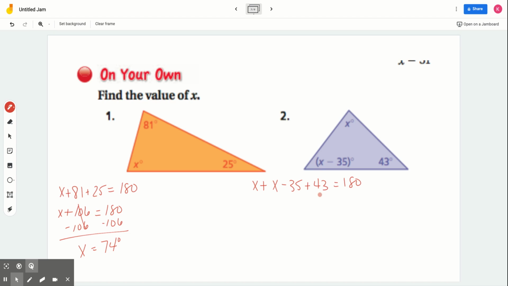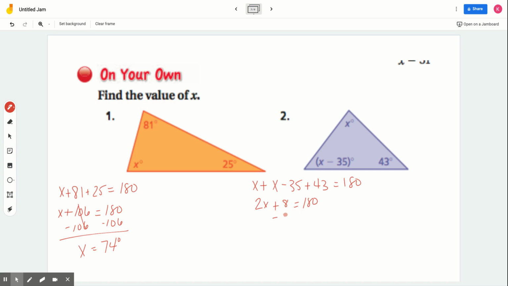You can see here that I have written out my equation. So x plus x minus 35 plus 43 equals 180. Now we can combine our like terms. x plus x is 2x. Negative 35 plus 43 is positive 8. Opposite signs, we subtract and keep the sign of the larger number.